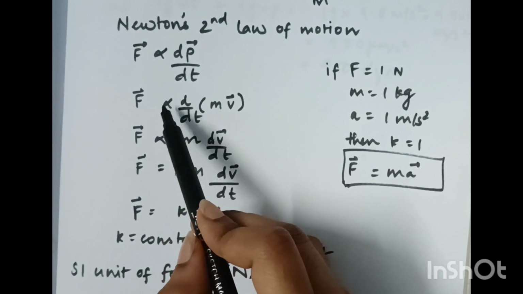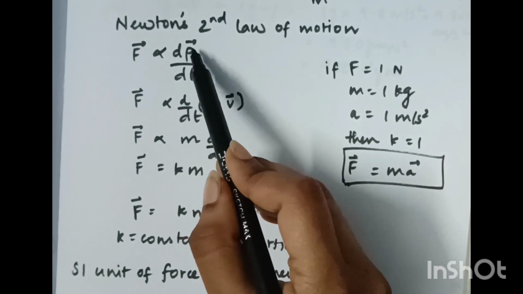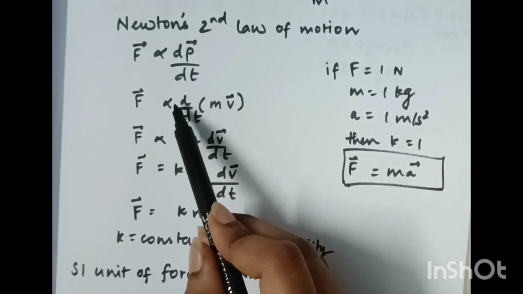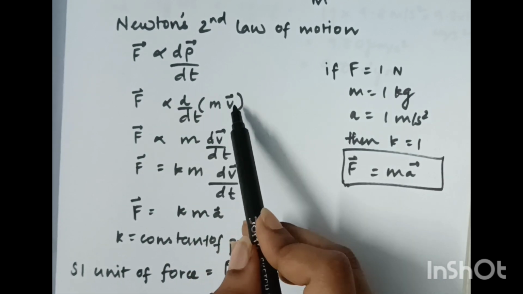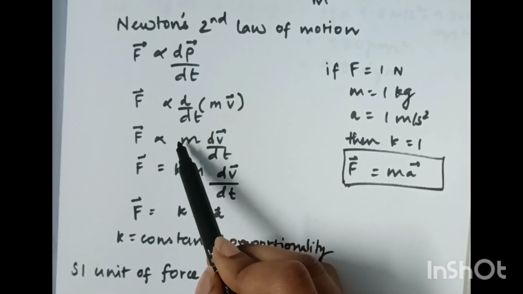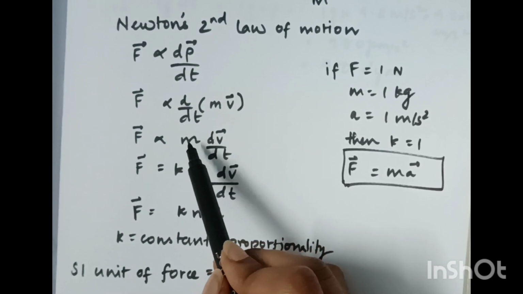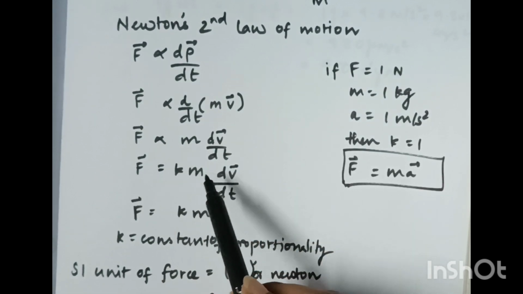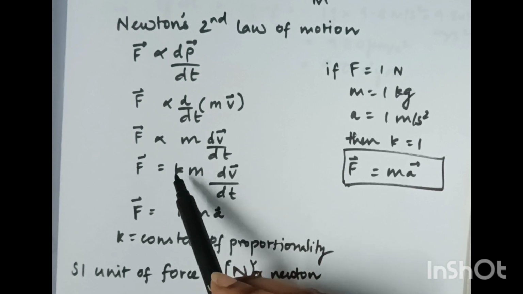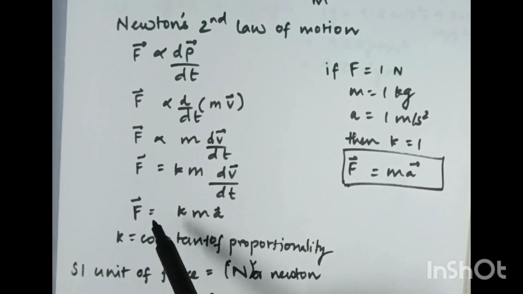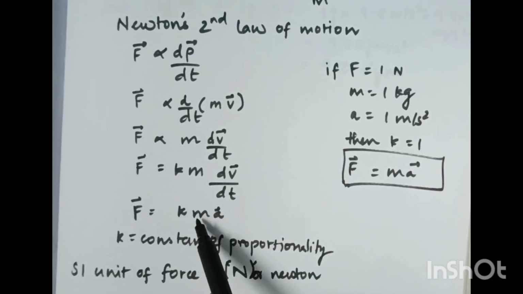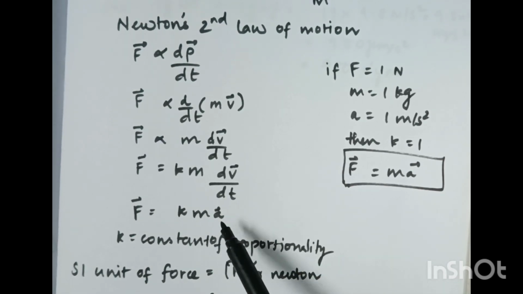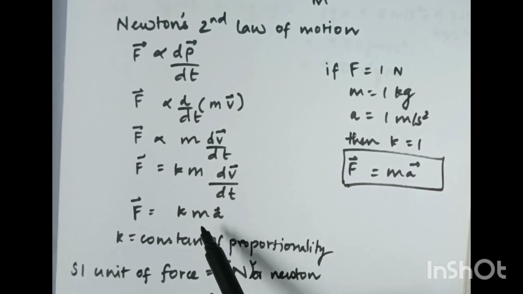This I can write as F is directly proportional to d by dt of mv, since we know momentum equals m into v. Let us take m out. If m is constant, then velocity may be changing. So we are writing m outside, assuming it to be a constant, then dv by dt. F equals k into m into dv by dt, where k is the proportionality constant. So F equals kma. Why? Because dv by dt we have studied as acceleration, the rate of change of velocity.